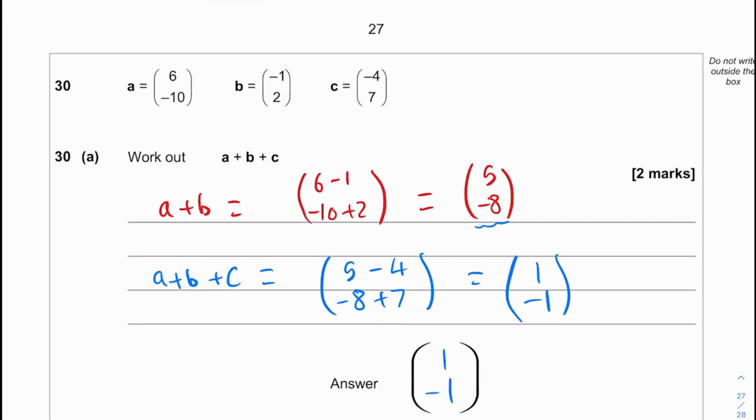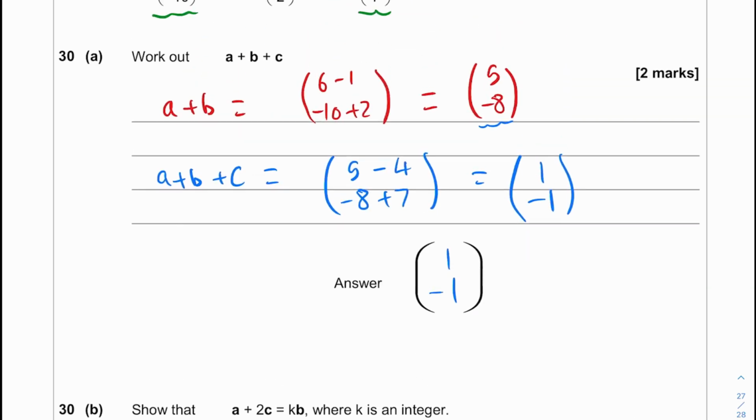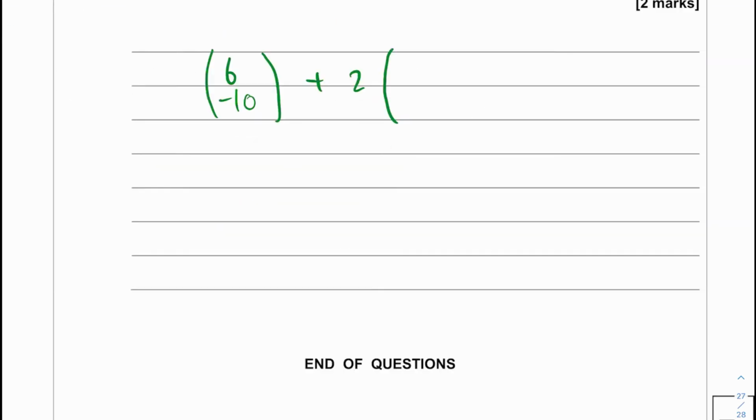Question 30, part B, we need to show that a plus 2c is equal to kb, where k is an integer. So what we need to do is work out what a plus 2c is first of all. So a is, I'll do some green, a is here and c is here. So we've got A, which was 6, negative 10. And then we've got plus 2 lots of C, which is negative 4, 7.